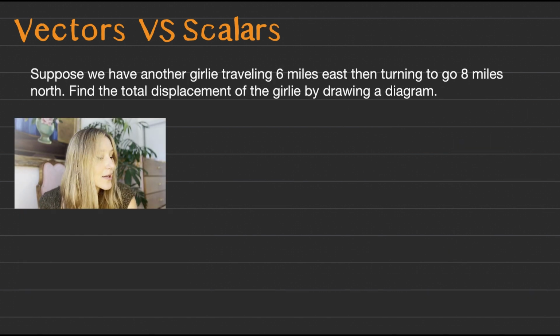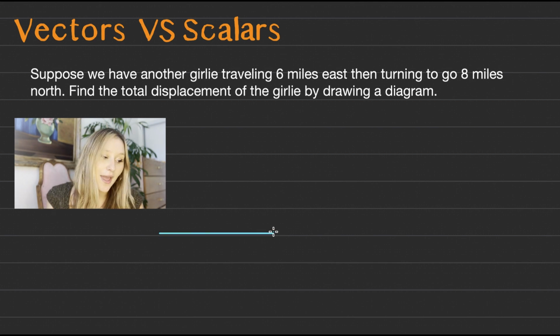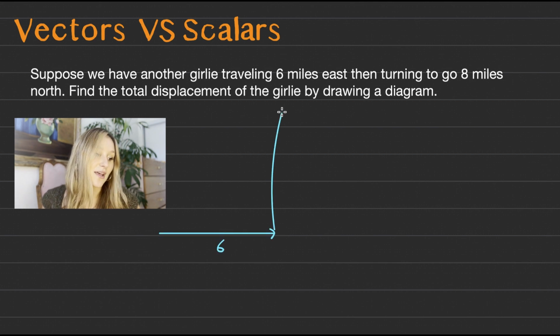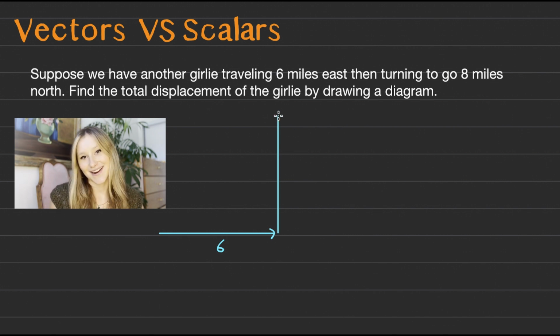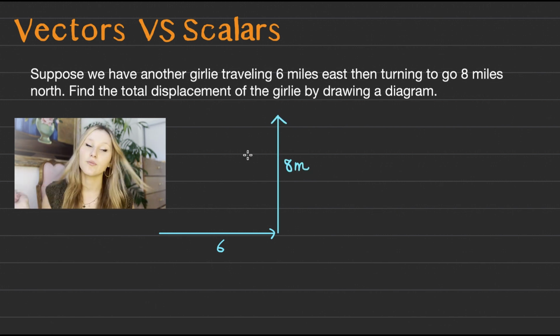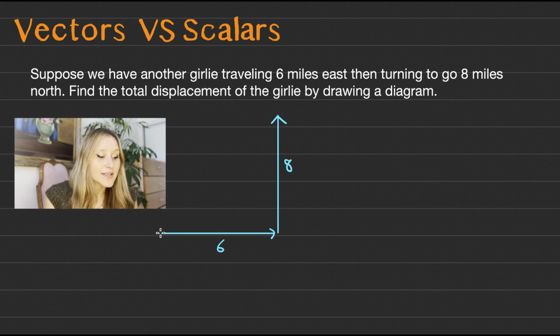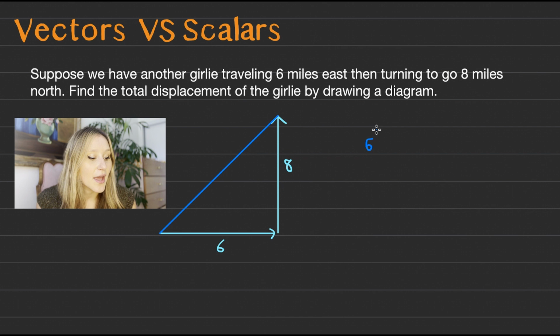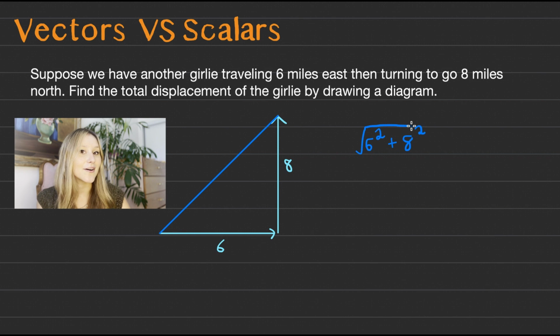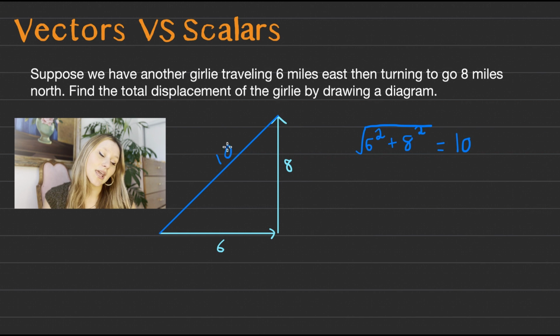Suppose we have another girlie traveling 6 miles east, then turning to go 8 miles north. Find the total displacement of the girlie by drawing a diagram. Now, we could recognize that 6 squared plus 8 squared, take the square root of that, is 10. So we know that the hypotenuse of this right-angled triangle is 10, and that is the total displacement. And the direction is in the northeastern direction. But, you know, we can find an angle too. So you get the idea.